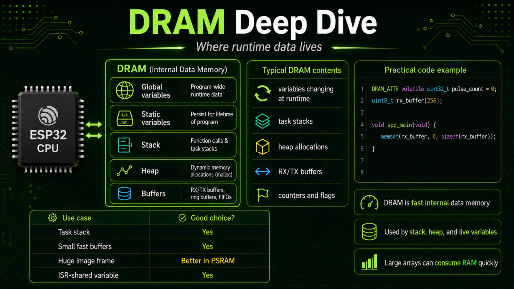For small and frequently accessed data, internal RAM is normally ideal because it provides fast access. However, very large buffers, such as camera images, should often be moved into external PSRAM when the hardware supports it. DRAM is also important when working with interrupts. If an interrupt handler must access certain data while flash cache may be unavailable, the data needs to reside in internal RAM rather than flash. Later we will use DRAM_ATTR to explicitly control that placement.